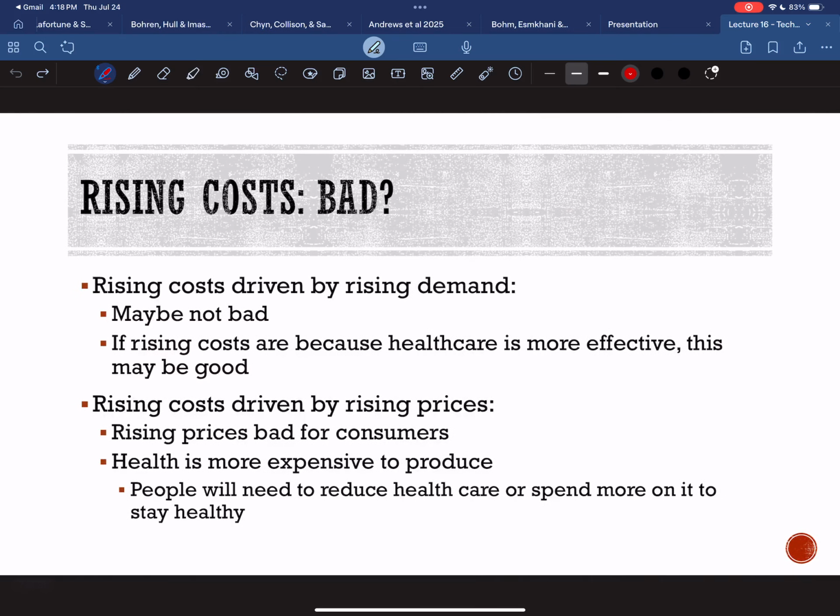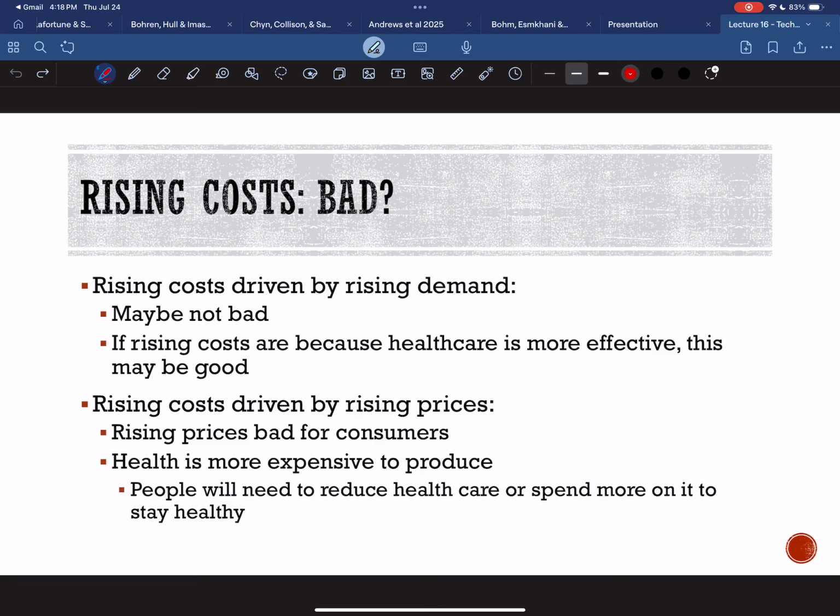Now, are rising costs bad? I've been hinting at this, but it may be that rising costs aren't bad, right? So if rising costs are being driven by rising demand, maybe not bad, right? And maybe good if rising costs are because healthcare is more effective. We'll go over this later, but there was no cure for Hodgkin's, a disease called, I think, Hodgkin's lymphoma. I think we'll get to it later.